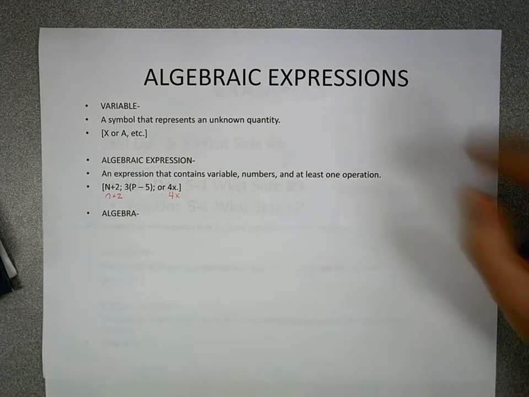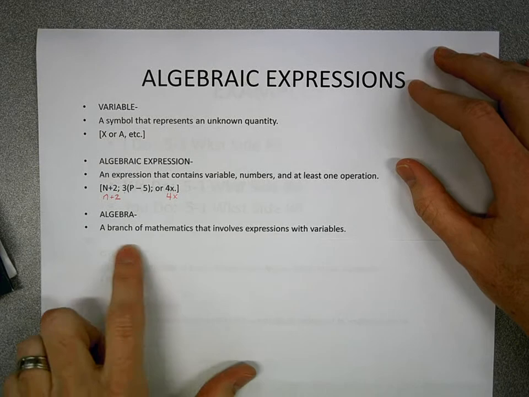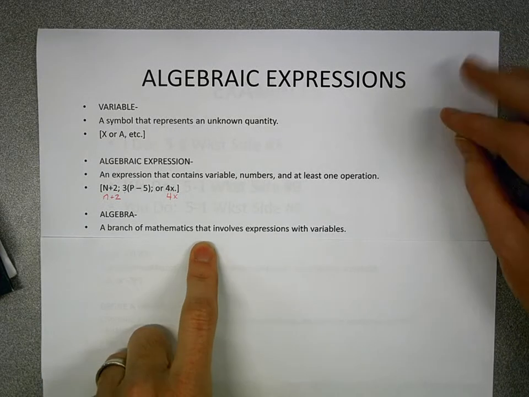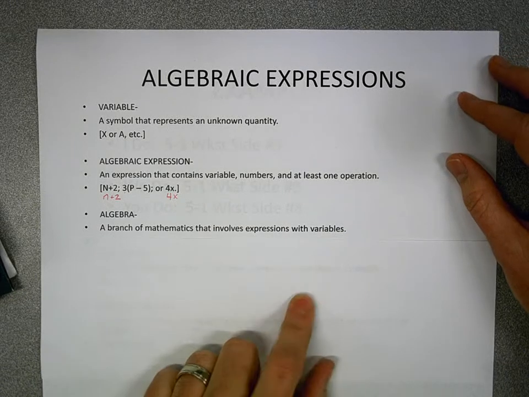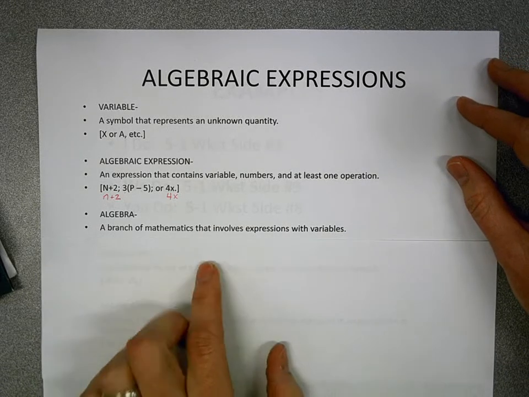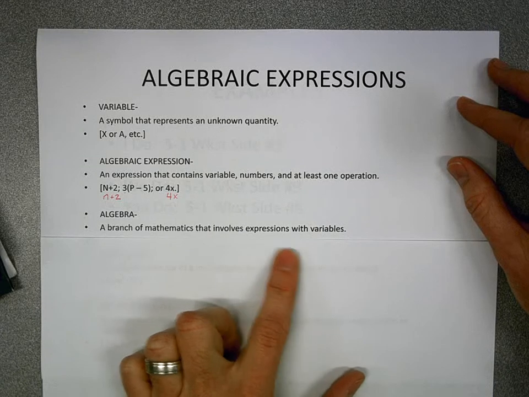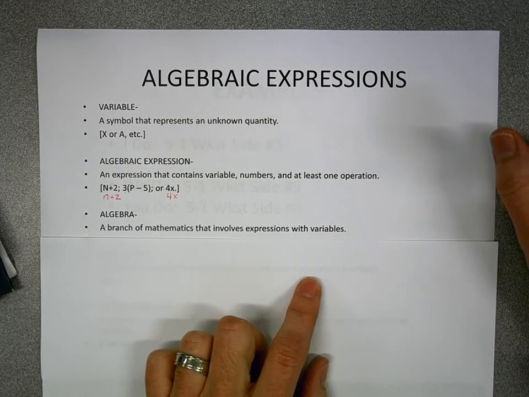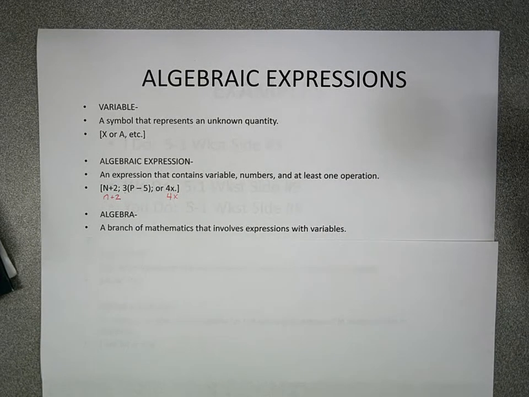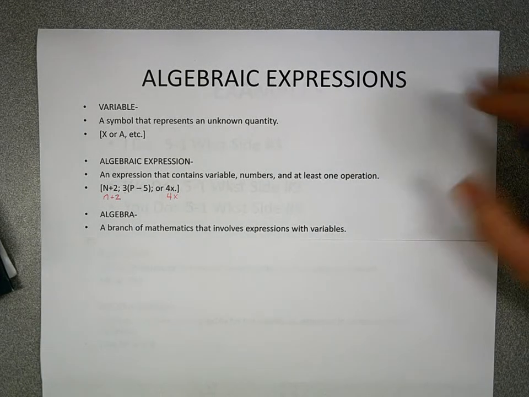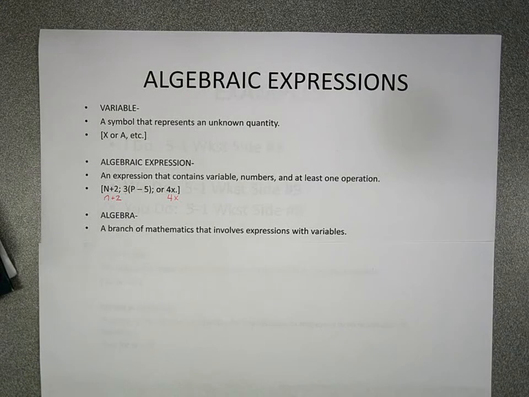Well, here's what algebra is. All right, so in your notes there, this is a branch of mathematics, but here's what makes it different than the rest. It involves expressions with variables. So algebra is a branch of mathematics that involves expressions with variables. So basically, guys, if we are doing stuff that has algebraic expressions in it, we're doing algebra. That's what makes it algebra. Now, I don't have any examples here because, especially after we've talked about the last couple, that's a pretty clear definition.